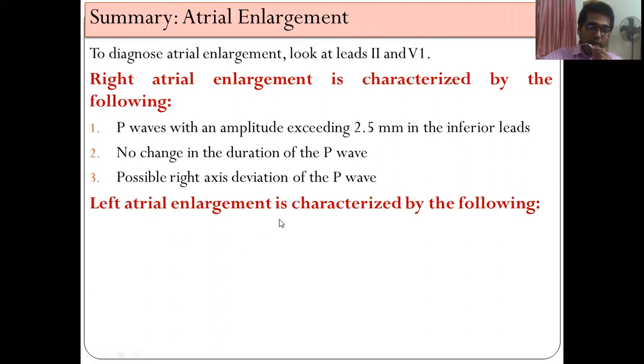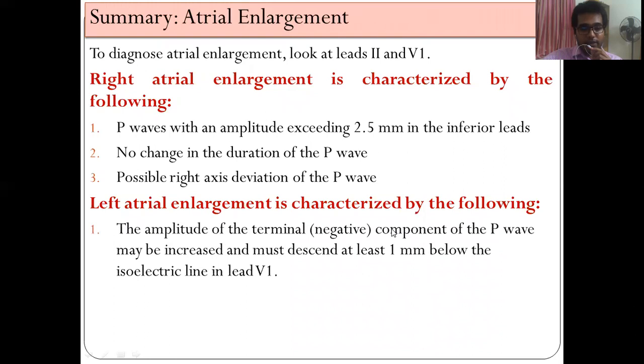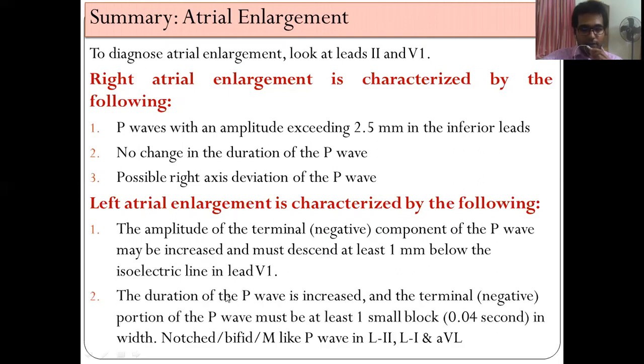Now, left atrial enlargement is characterized by the following: the amplitude of the terminal negative component of the P wave may be increased and must descend at least 1 millimeter below the isoelectric line in the V1 lead. And the duration of the P wave is increased, and the terminal negative portion of the P wave must be at least one small box, equivalent to 0.04 second or 40 millisecond, in width, and the appearance will be a notched, bifid or M-like P wave in lead 2, lead 1, and AVL.